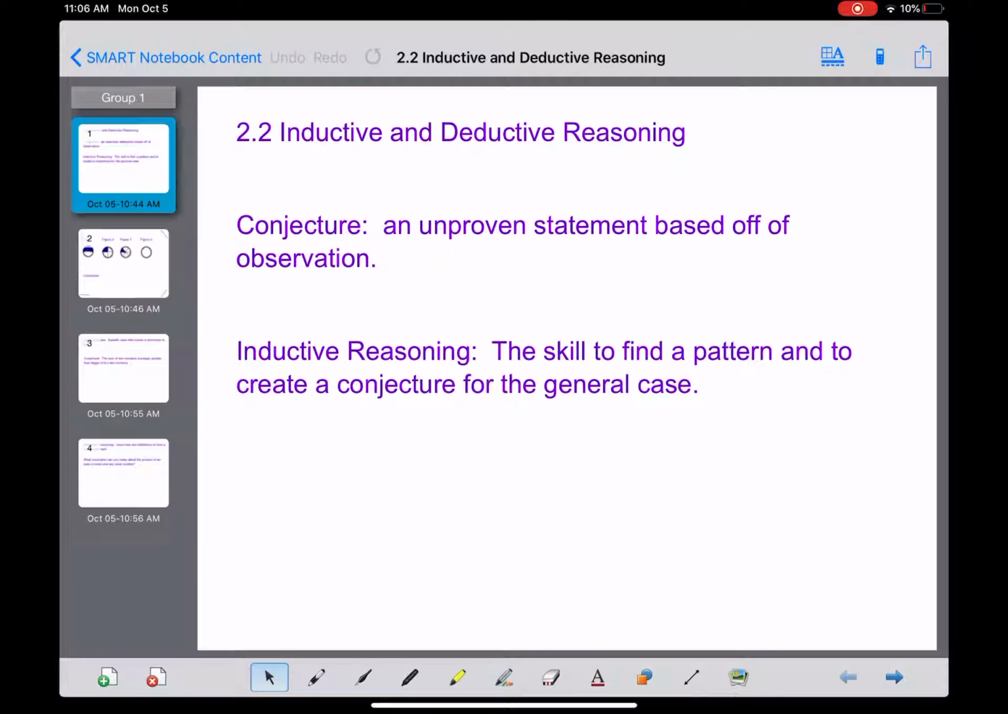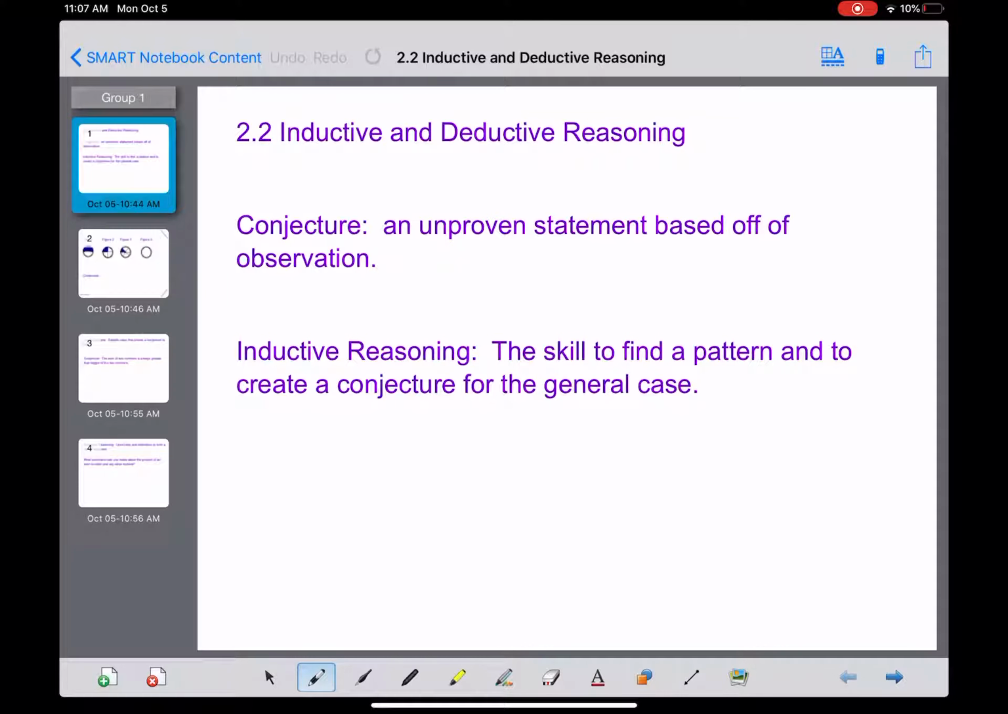The next section is inductive and deductive reasoning. We are trying to build a skill set so that we become more logical thinkers, because in the next few chapters we're going to be asked to prove why something is the way it is. So this whole section is about building those logical thinking skills.